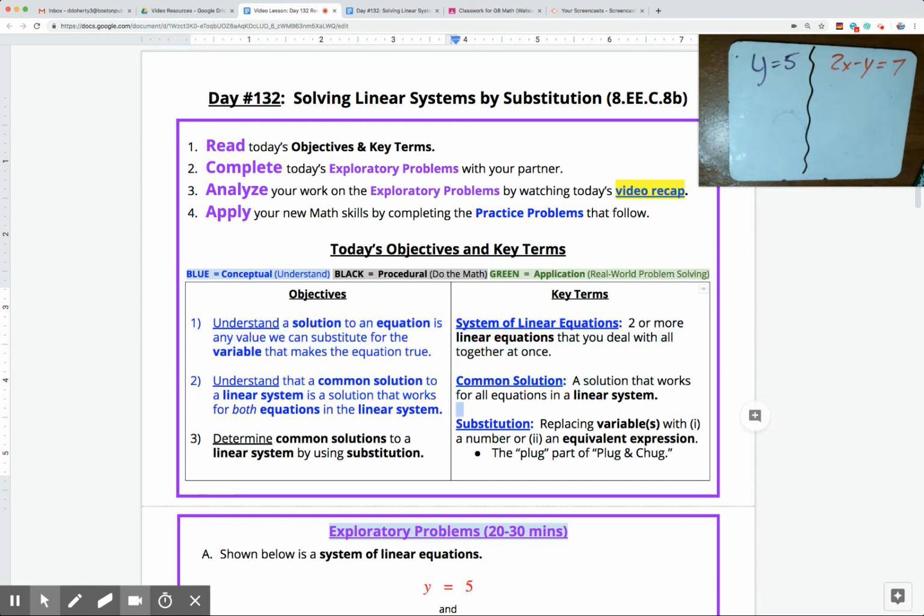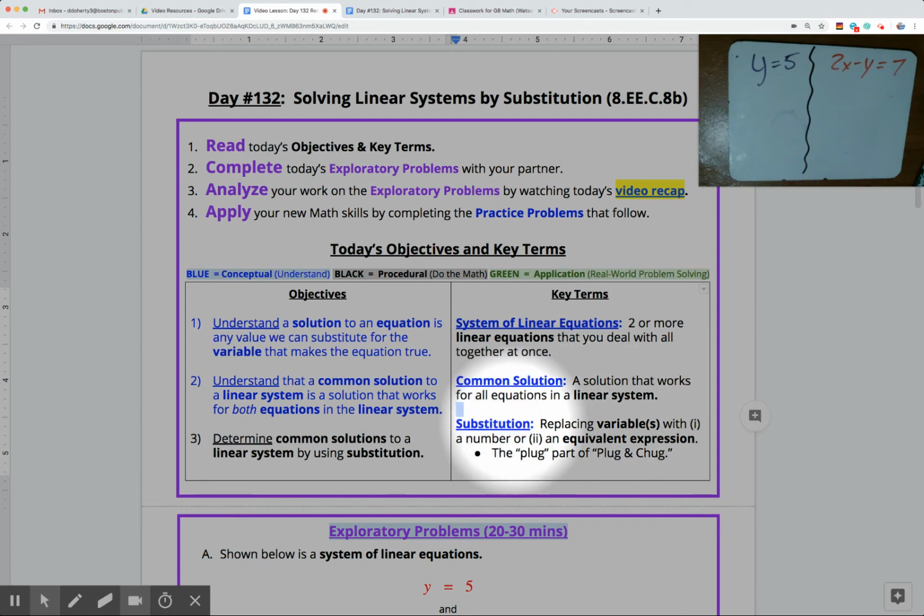Yesterday, as we started to focus on substitution really for the first time, we remembered that substitution is replacing a variable with a number that it's equal to. And today we're going to add to that definition and understand substitution could also be replacing a variable with an equivalent expression, something with numbers or variables that one of our other variables is equal to.